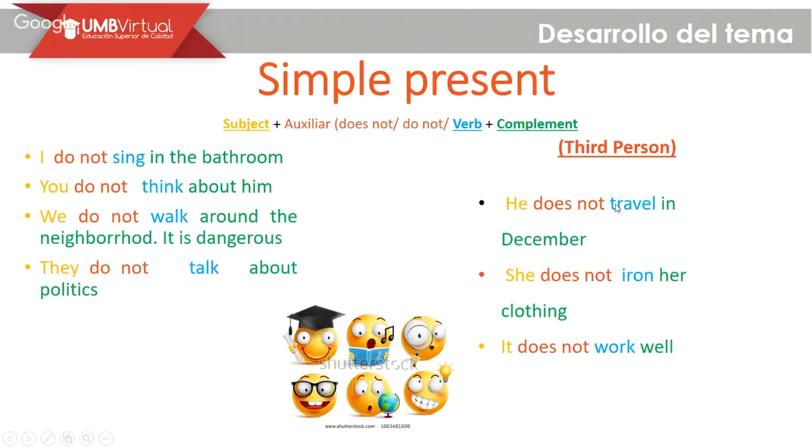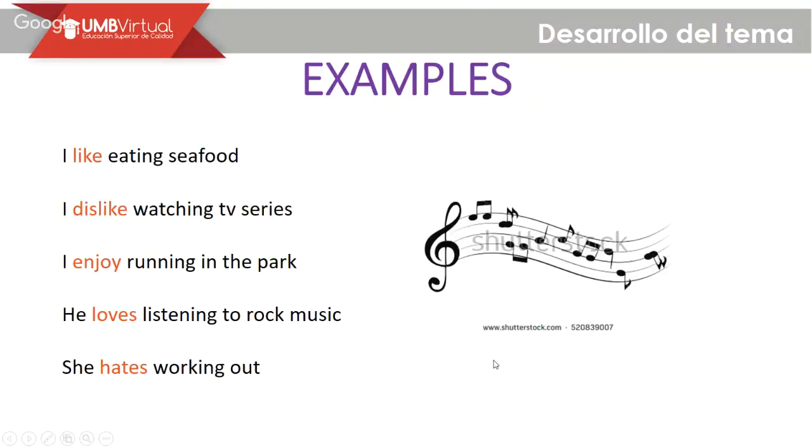And right here, maybe you know those words already, or maybe some of you could know them, or maybe some of you don't. Iron is referring to plancha. This one is going to be the correct way to use it. It doesn't work well, it's no funciona bien, no trabaja bien. For example, when you refer to a computer, a cell phone, or some electronic device, you can use it to replace. Examples. We're going to see more examples.